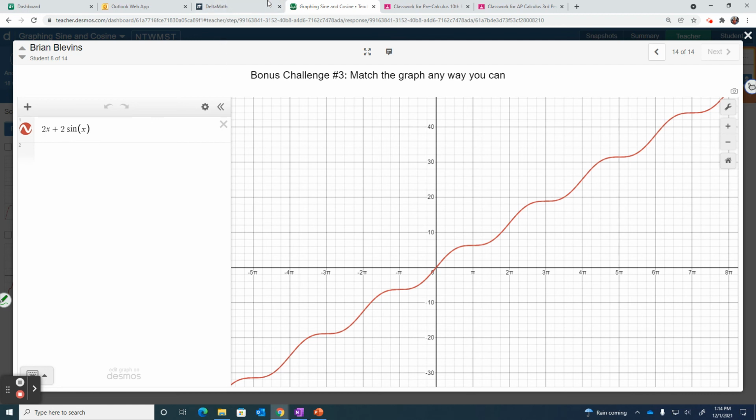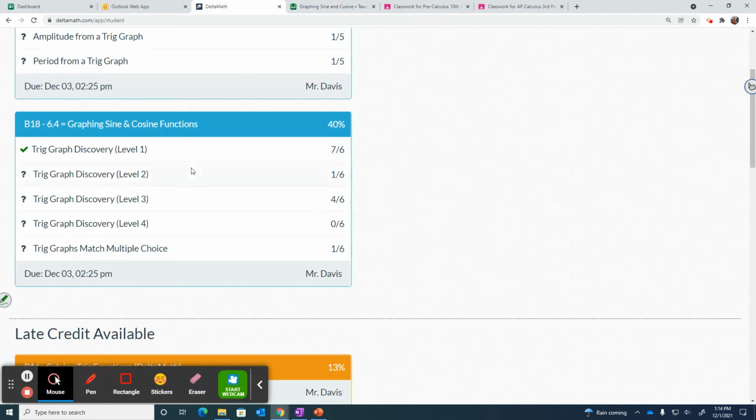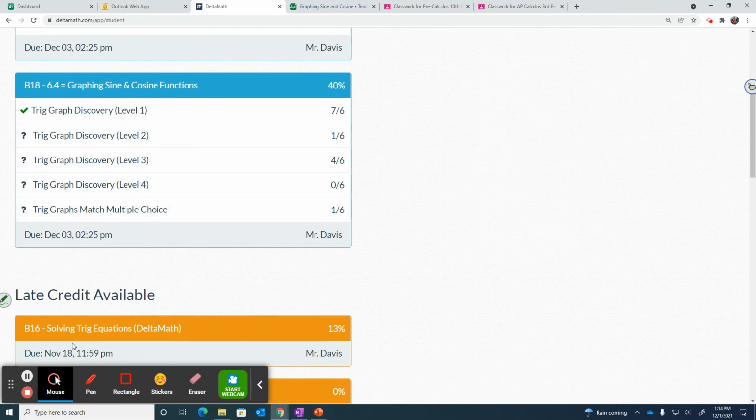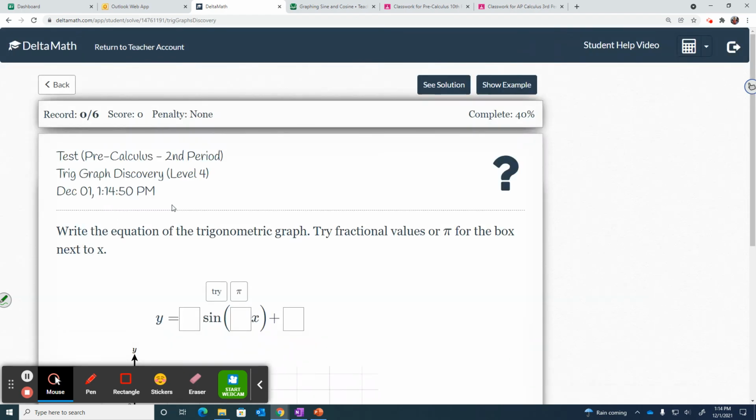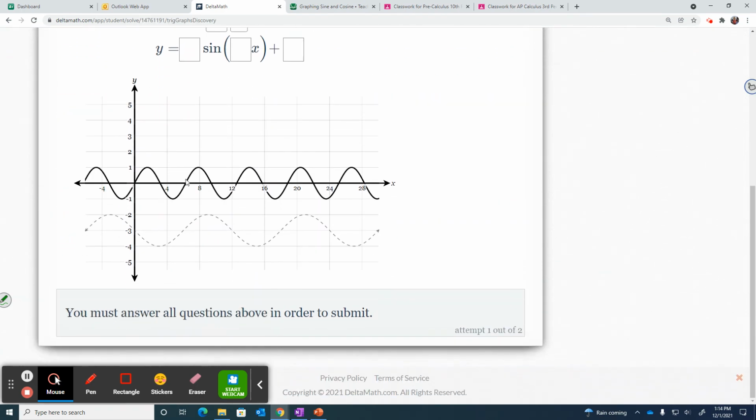Cool. All right. With the rest of the period, we're going to finish up these last 3 Delta Maths from the assignment from yesterday. These do have a little bit more challenging periods. So, for example, let me try to find that harder one. Some of them have fractions. Here's one example.